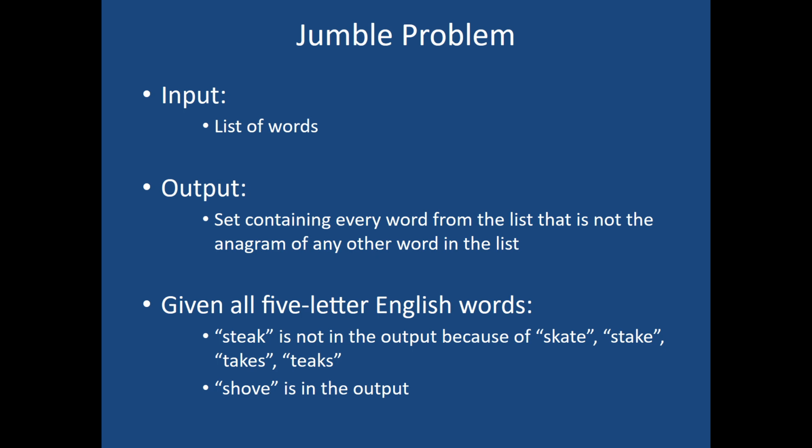So for example, if you took all the 5-letter words in English, steak, S-T-E-A-K, would not be in the output because it has the same 5 letters as skate and stake and takes and teaks and maybe others. So you'd never see that in the jumble puzzle. On the other hand, shove turns out to be in the output because there are no other English words that have those exact 5 letters. So that's the problem we want to study.